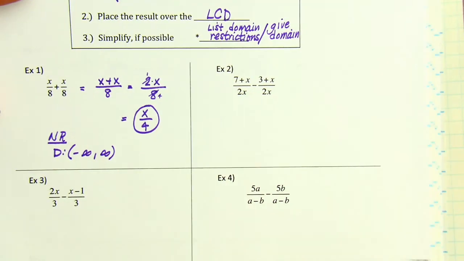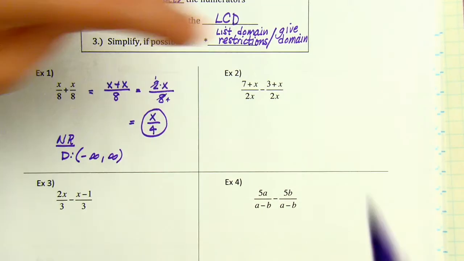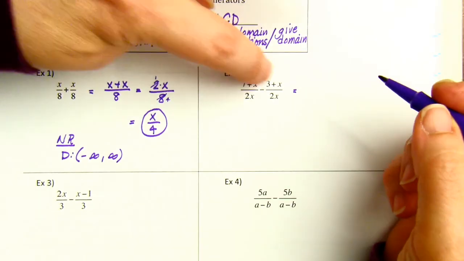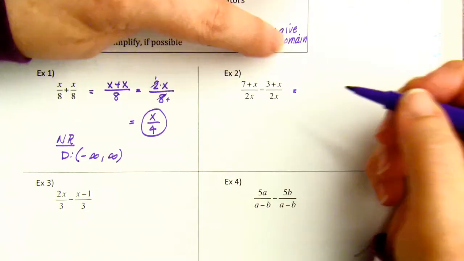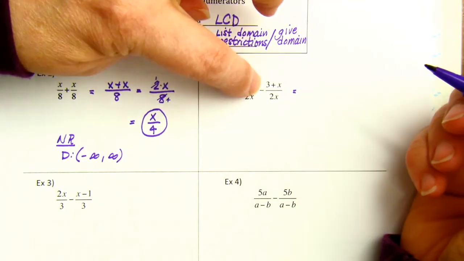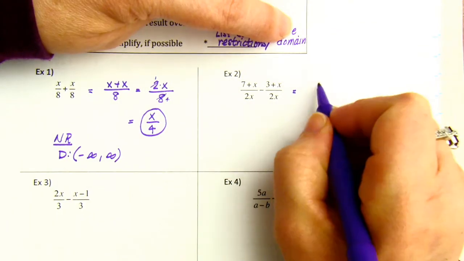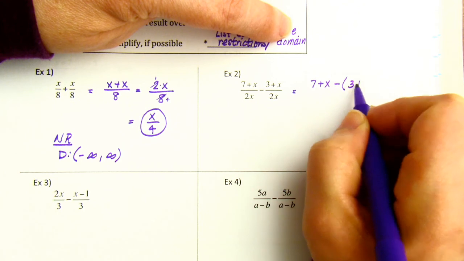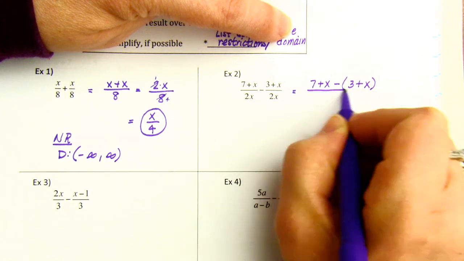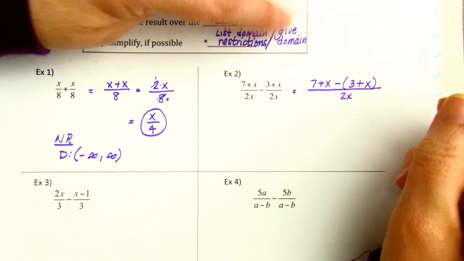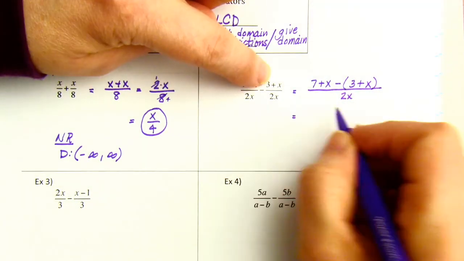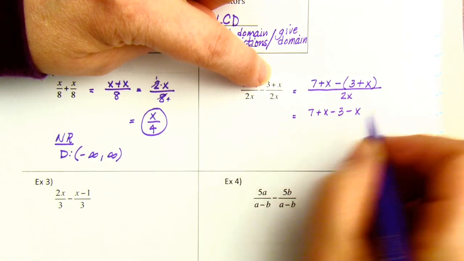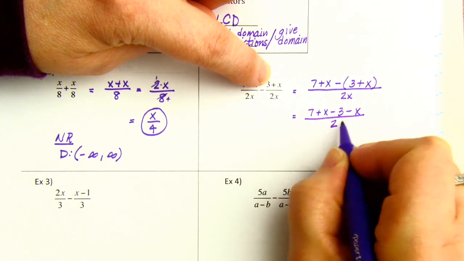Notice the denominators are the same already. So what do we have? Now we have quantities. Folks, these are quantities, and you must group, especially the second one, because you have a subtraction sign there. All right, so I have 7 plus x, subtract the quantity 3 plus x over the one common denominator, 2x. Simplifying, 7 plus x, subtract 3, subtract x, all over 2x.